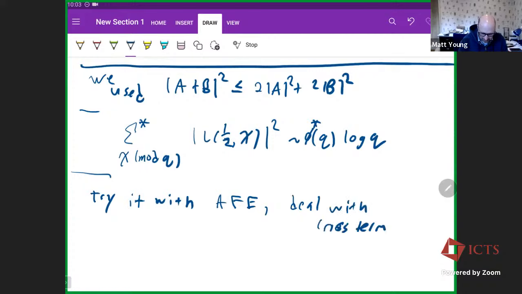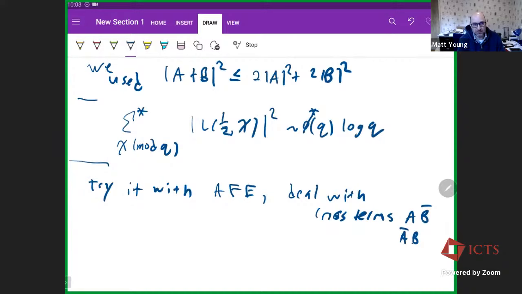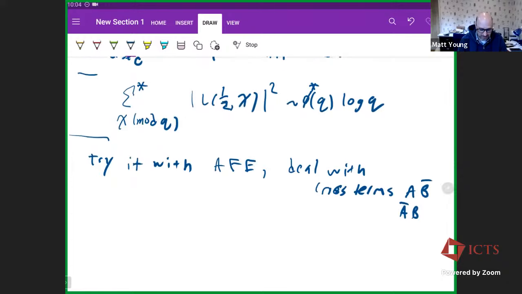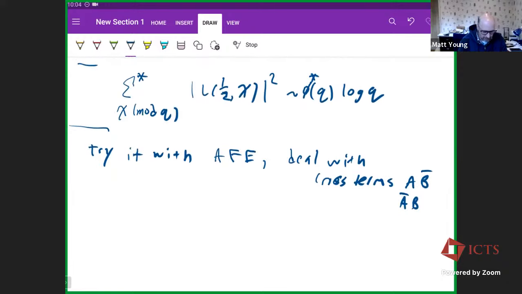I guess I call them the cross terms. So one of them would be a b bar, and then you also have a bar b. So you have to deal with those cross terms, and then the root number enters into the picture if you do it that way, because b has a root number, a does not have a root number, and that will modify how the proof goes.